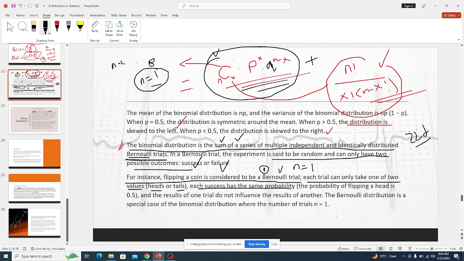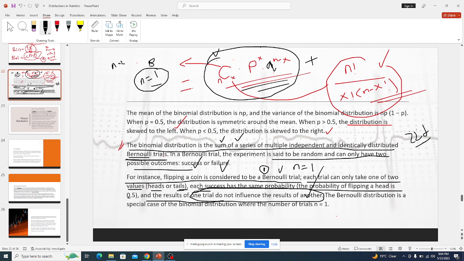Each success has the same probability. That is, the probability of flipping a head is 50, and also the probability of flipping a tail is also 50. Okay, so it is 50-50. And the results of one trial does not influence the results of the other. So this is when we talk about mutual exclusivity as an assumption. This is the major assumption we usually keep in this distribution.